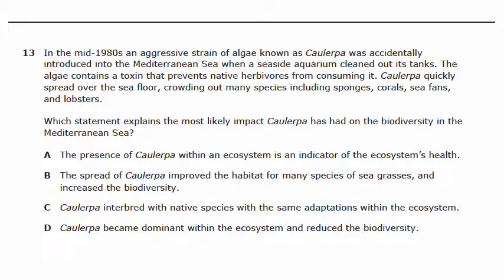Number 13. In the mid-1980s, an aggressive strain of algae known as Caulerpa was accidentally introduced into the Mediterranean Sea when a seaside aquarium cleaned out its tanks. The algae contains a toxin that prevents native herbivores from consuming it. Caulerpa quickly spread over the seafloor, crowding out many species, including sponges, corals, sea fans, and lobster.